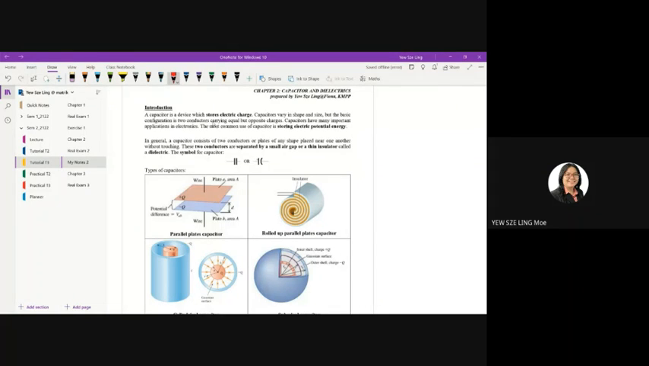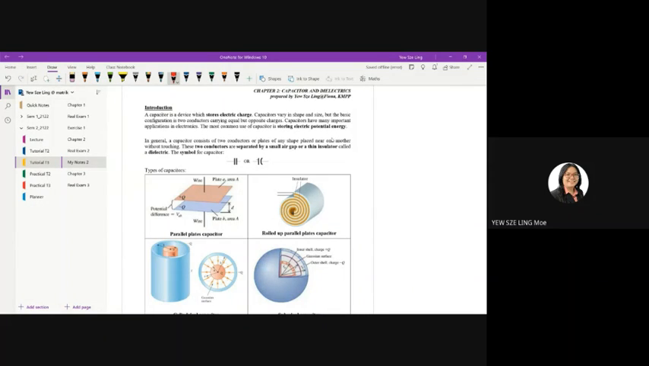So first, introductions. A capacitor is a device that stores electric charge. The capacitor varies in shape and size, so you have different shapes and different sizes. But the most important thing is that you have two parallel plates or two conductors, carrying equal but opposite amounts of charge. Capacitors have important applications in electronics, and the most common use is storing electric potential energy.